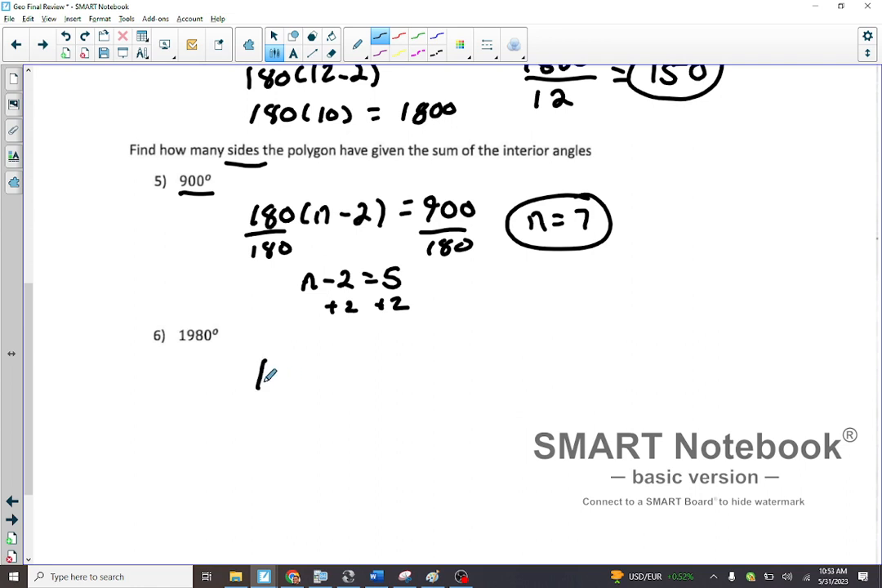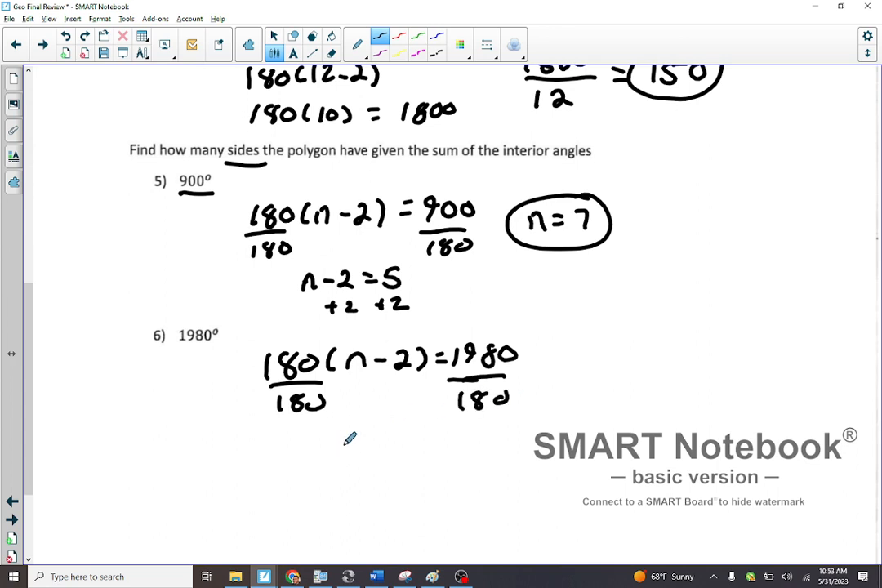All right, 1980. Oh, I'm sorry, that's not correct. 180 times n minus 2 equals 1980. Then divided by 180. Obviously, that's 11. Yeah.